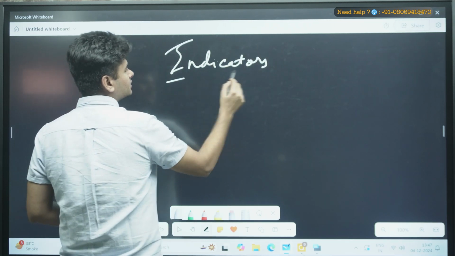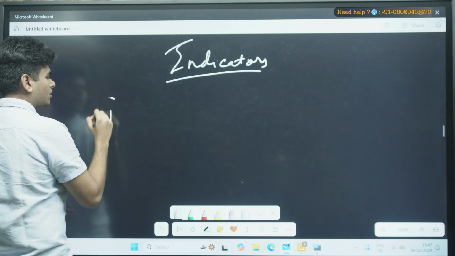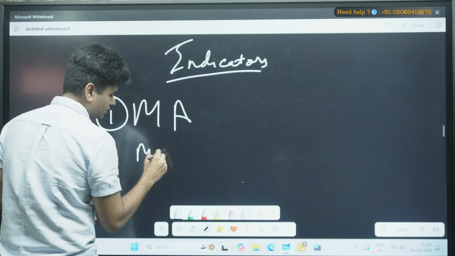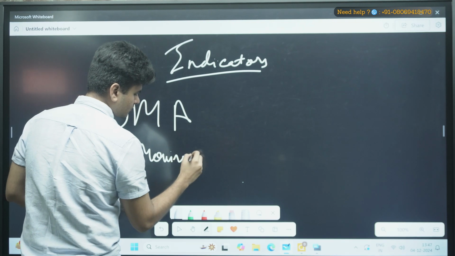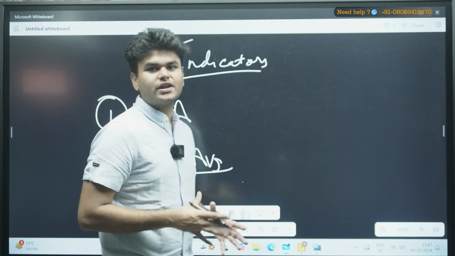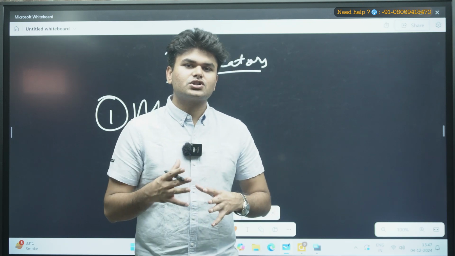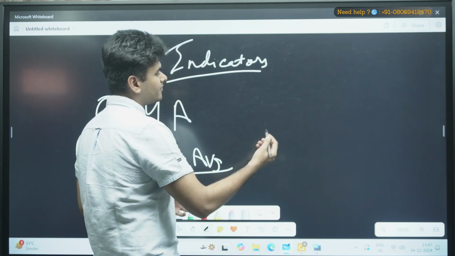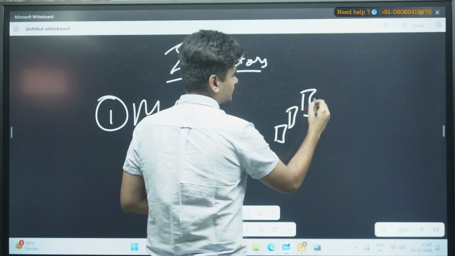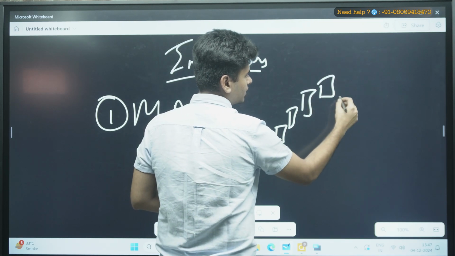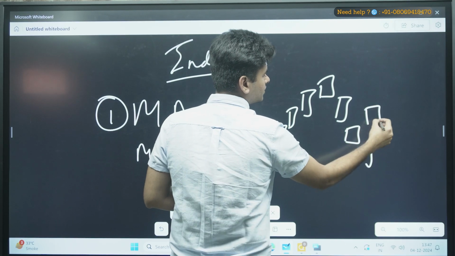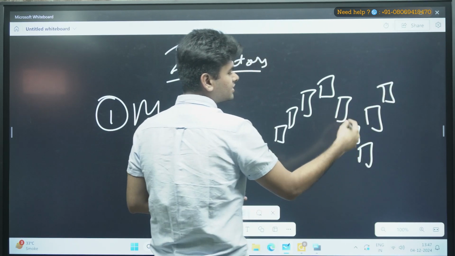Now in indicators, initially you can first talk about MA. Okay, so we'll talk about MA, which is the moving average. Moving average is just giving you an average price range. Let's suppose the market price is going like this. Now again it is going down, again it is going up. So you can see the price volatility is very high.